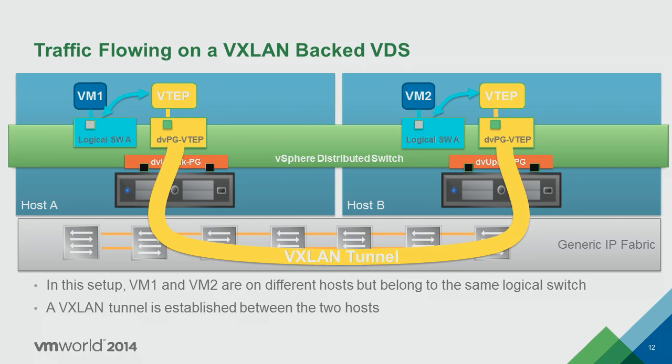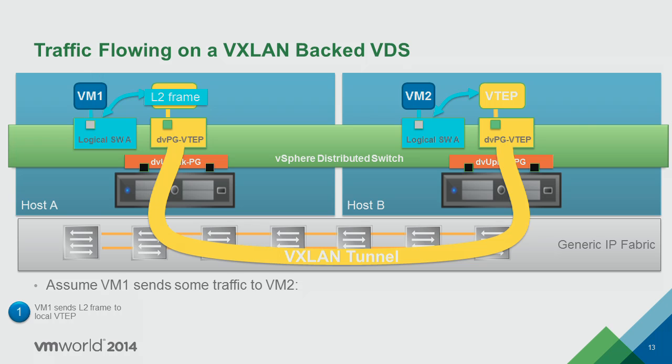So we have here a representation of this. We have VM1 that is going to send some traffic to VM2. They're on the same logical switch, meaning that they have L2 connectivity. We're not going to talk about routing here. But they're on different hosts. So we need somehow to make sure that this packet can be communicated over the physical infrastructure.